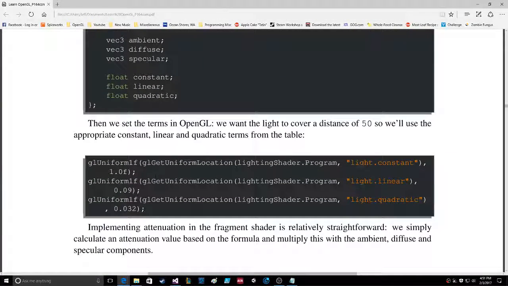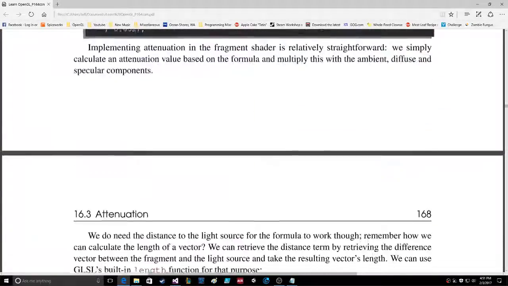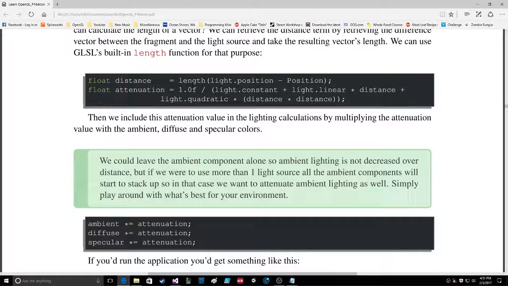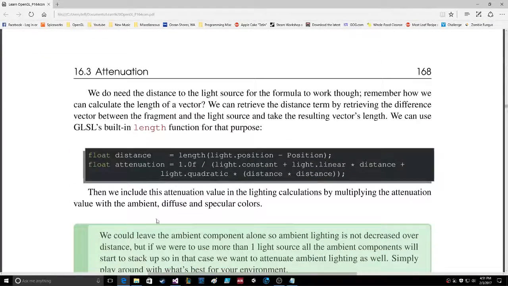Alright, so let's see if we can put this in the program, or actually, where are we at? So distance equals length of light position minus position. Attenuation equals 1 divided by all that fun stuff. Light constant plus light linear times distance, which is calculated, plus light quadratic times distance times distance. And that goes in the fragment shader.